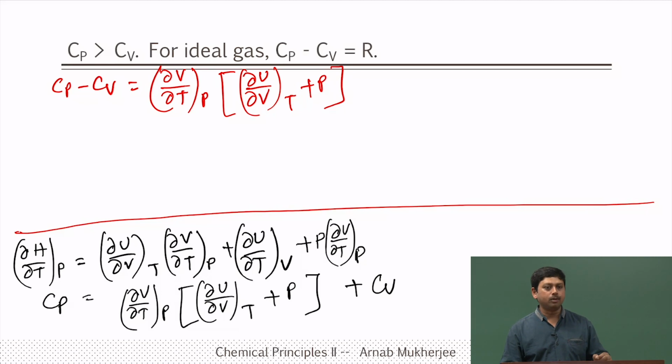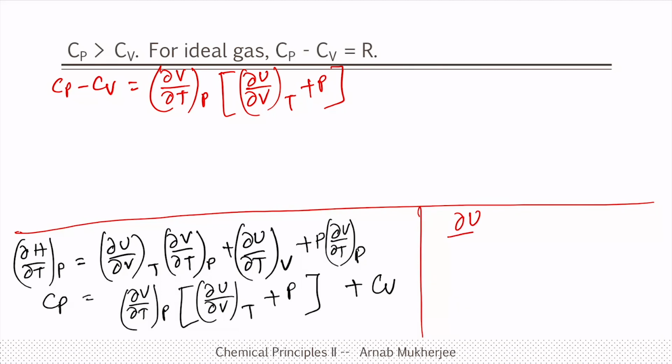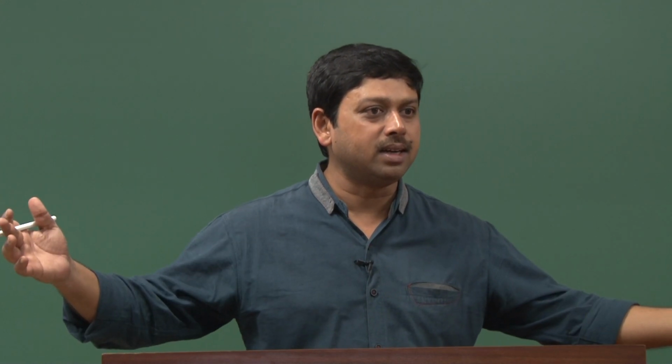What is del u by del v at constant t? What does it say? It says that if I change my volume at a constant temperature, whether internal energy is going to change or not. Now, can you tell me whether it is going to change or not for an ideal gas? For an ideal gas, it is not going to change. Why? Because u does not depend on v. Whether the v is small or big does not matter, it always depends on temperature only. If temperature is constant, then it is not going to change even if you change the volume.